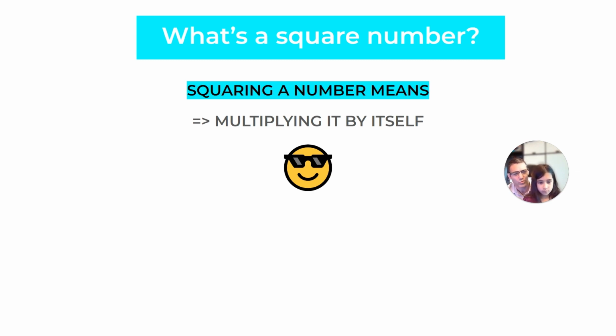Like when we do 5 squared, we mean 5 times 5, right? Yes. A lot of people think when we do 5 squared, it means 5 times 2, but that's not what it is. You need to multiply the number by itself.